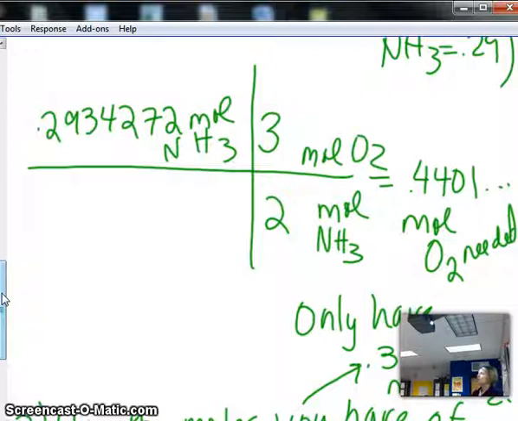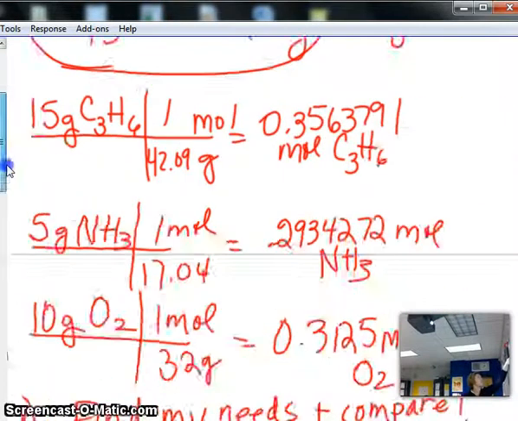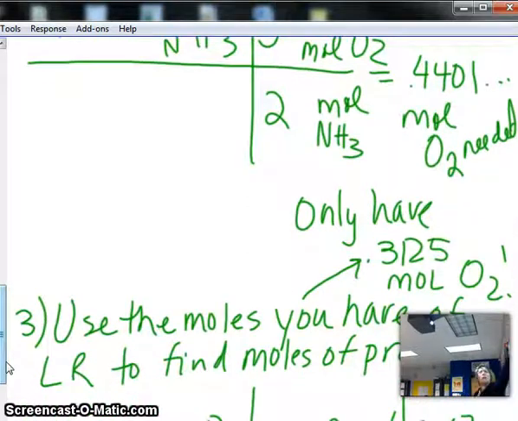So NH3 and oxygen, are they both excess? No. NH3 and the first thing are both in excess. We don't have enough oxygen. Look at, this is how much oxygen we need. This is how much oxygen we have. We have less than what we need. If you have less than what you need, that means you don't have enough, which means you're limiting. You're going to run out before the NH3 does.